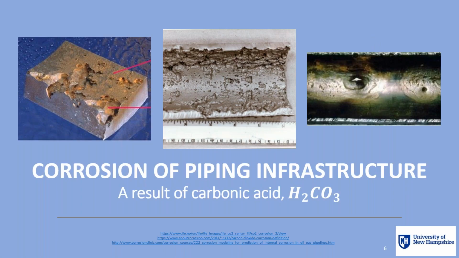The reason that the carbonic acid is a problem is because it's corrosive. These pictures show some examples of corrosion that has occurred because of carbonic acid in piping systems.